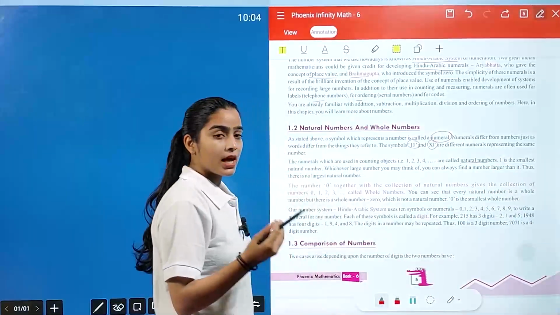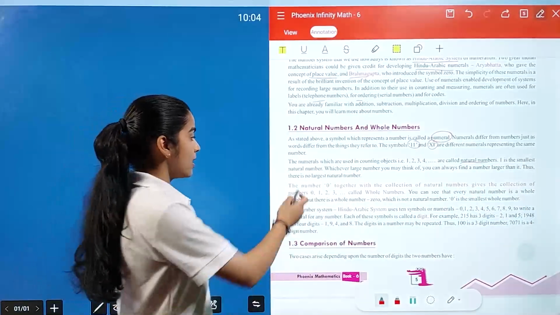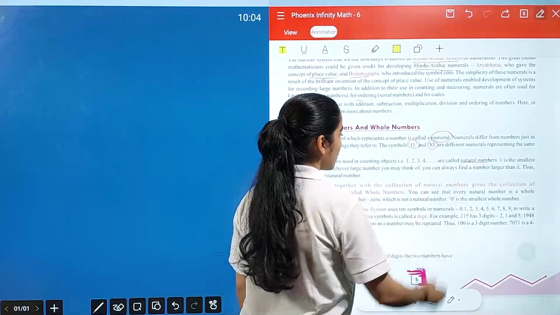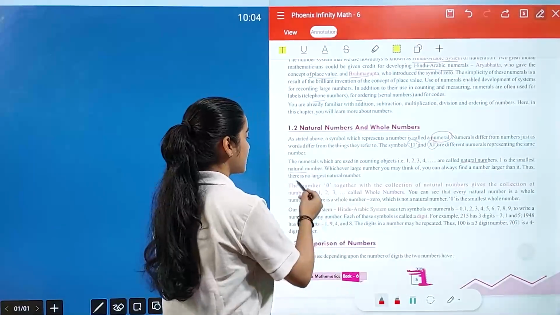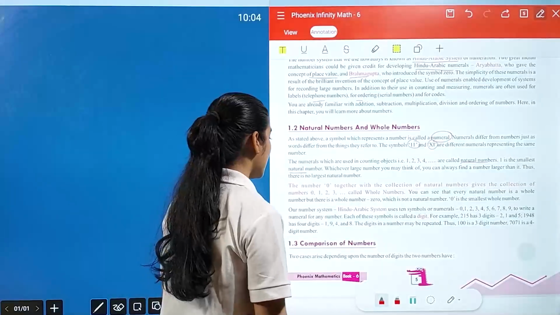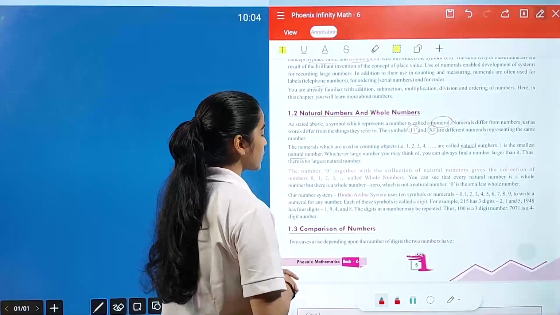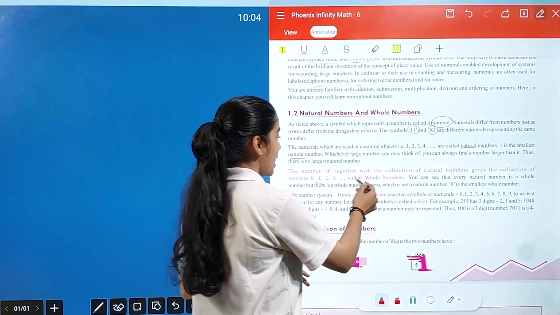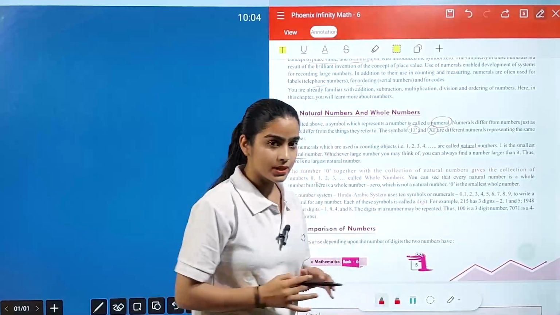The numerals which are used in counting objects, 1, 2, 3, 4, are called natural numbers. It means the smallest natural number is 1. Whichever large number you may think of, you can always find a number larger than it. Thus, there is no largest natural number. The number 0 together with the collection of natural numbers gives the collection of numbers 0, 1, 2, 3, called the whole numbers.